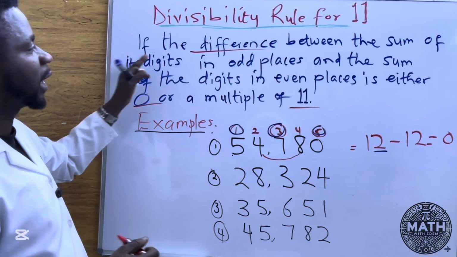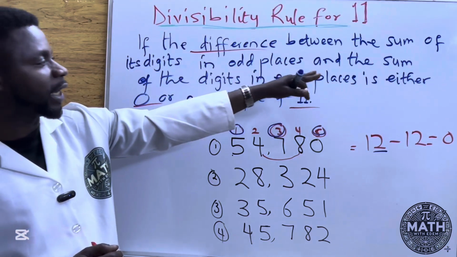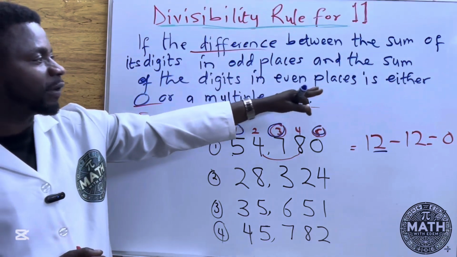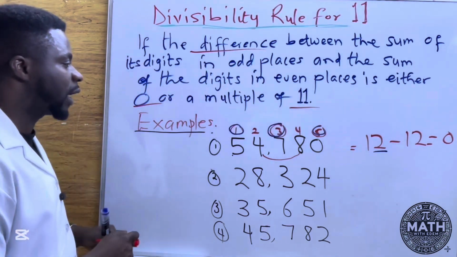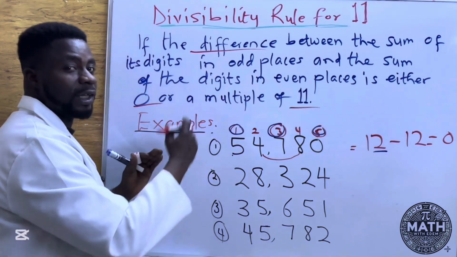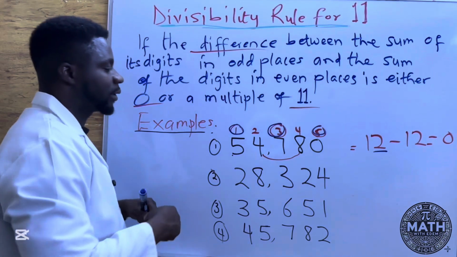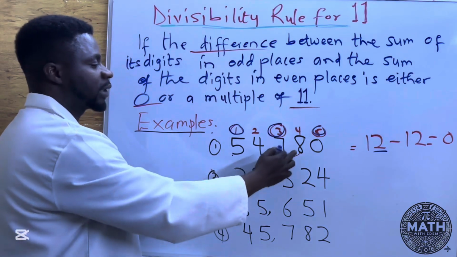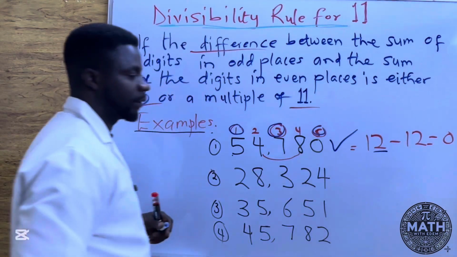And the rule says that if the difference between the sum of its digits in odd places and the sum of the digits in even places is either 0 or 11. So here you realize that when you subtract the sum of the digits in the odd places and then the even places, we got 0. So that means 54,780 is divisible by 11.